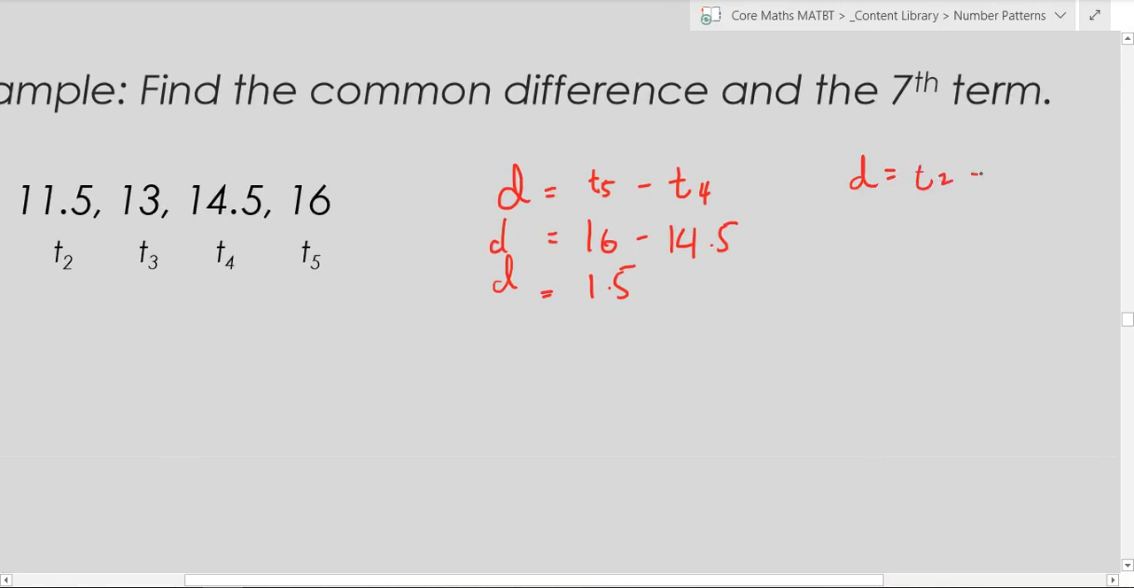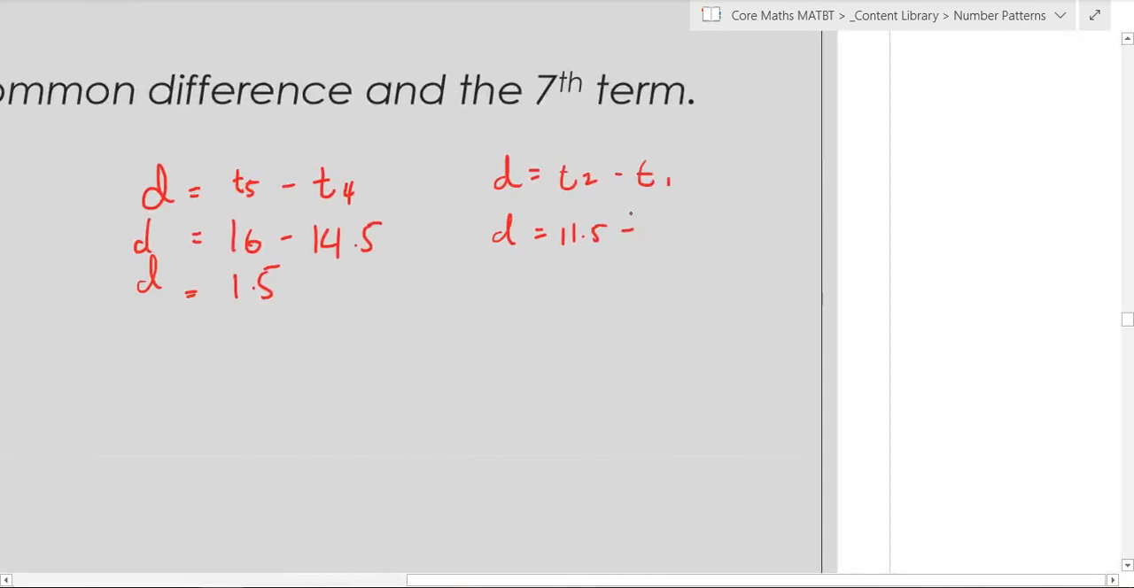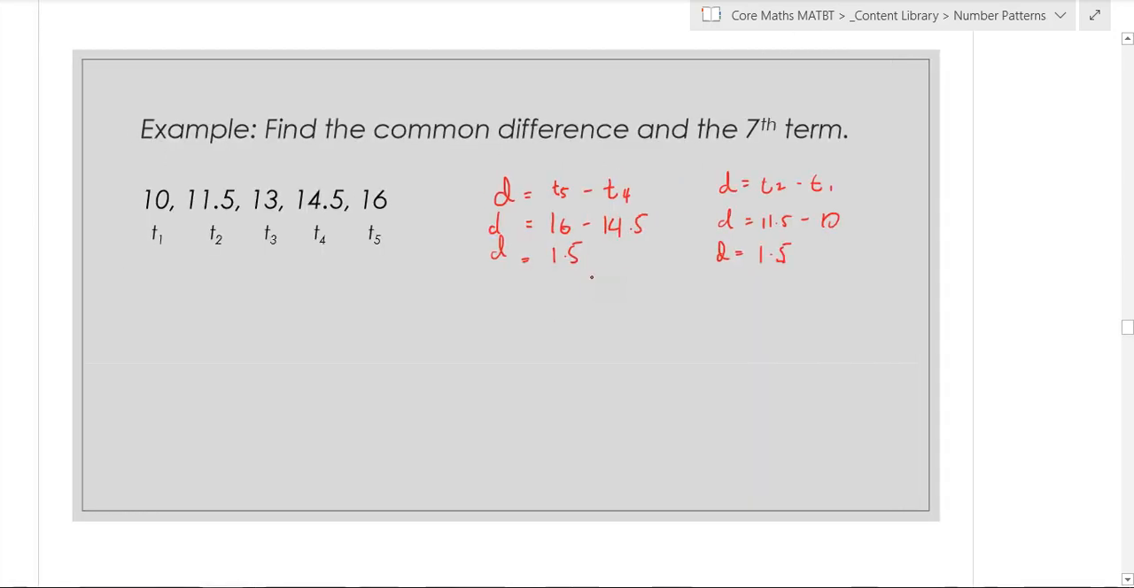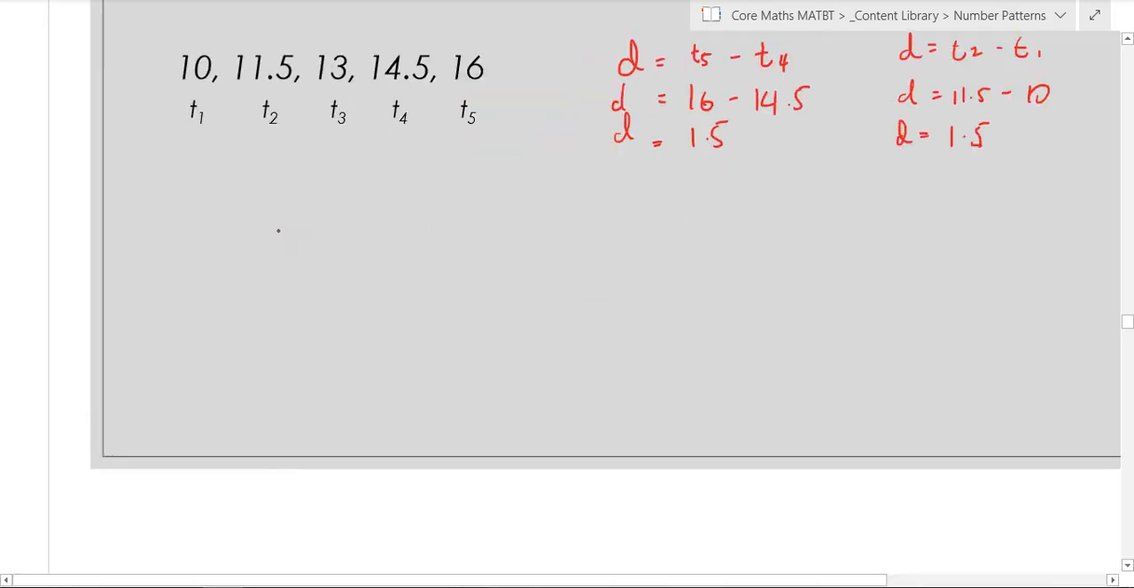We'll go T2, take away T1. T2 is 11.5 minus T1, which is 10. So the common difference is 1.5. Okay, so I'm pretty sure that the common difference here would be 1.5. Now, how do we get the seventh term? So this will be similar to what I did earlier, where I list out what the terms are.